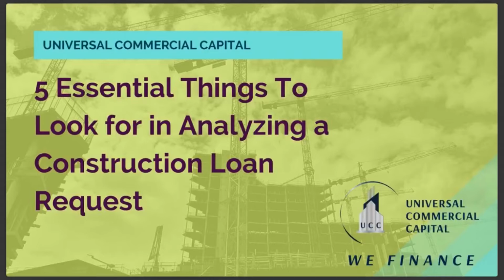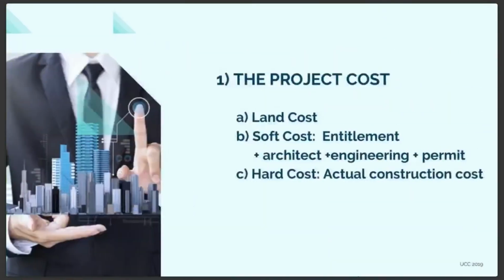Okay, so let's start with our first essential thing that we should look for in a construction loan request. The project cost. 3 things: the land cost, soft cost, which includes the entitlement, architect, engineering, and permit; and hard costs, the actual construction budget.